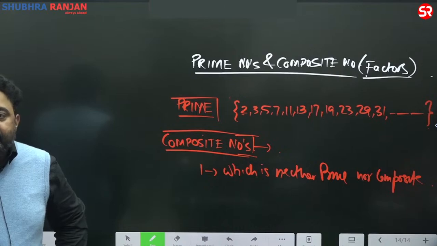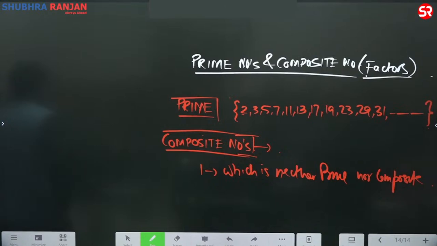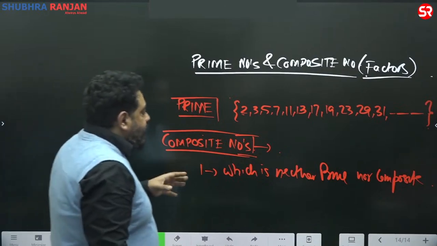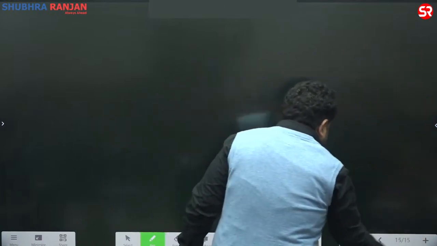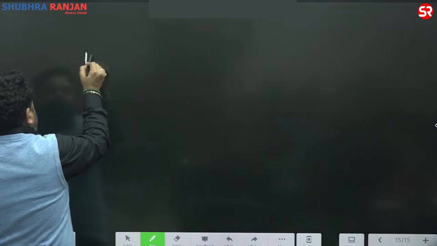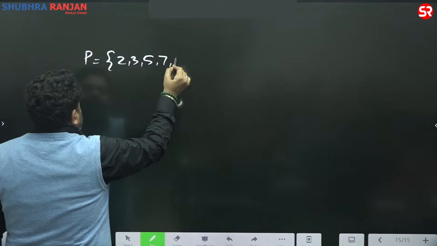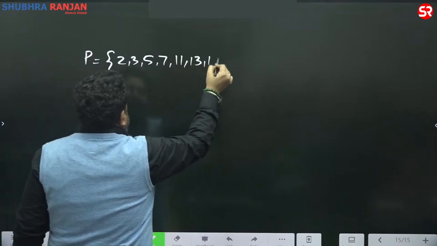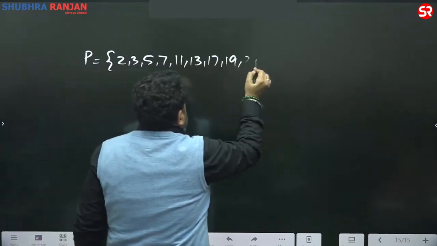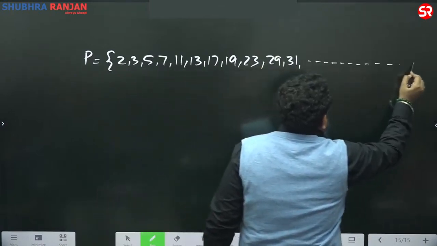Clear? So there are 3 categories. Remember, there are 3 categories, not 2 categories. Now, why are prime numbers important? This is really, really sincerely important. If you see the set of prime numbers: 2, 3, 5, 7, 11, 13, 17, 19, 23, 29, 31, and so on.